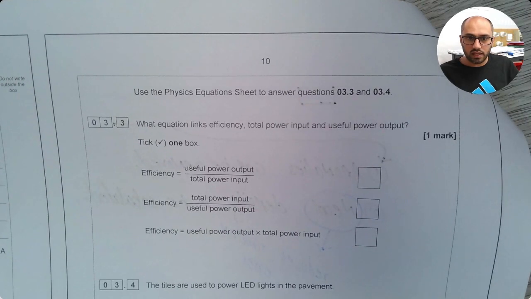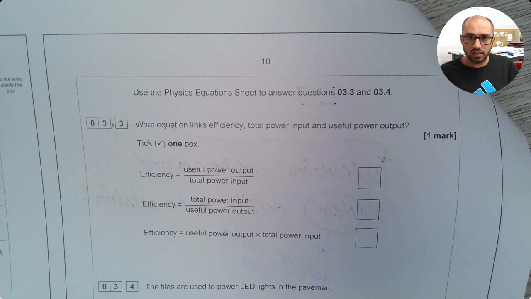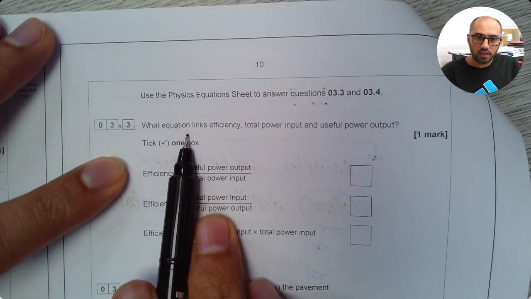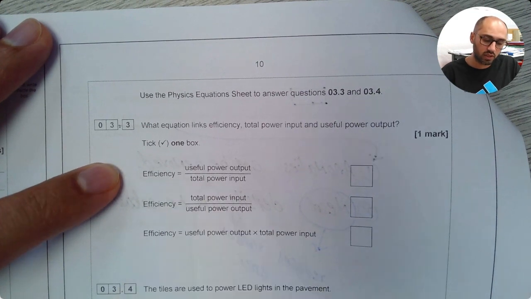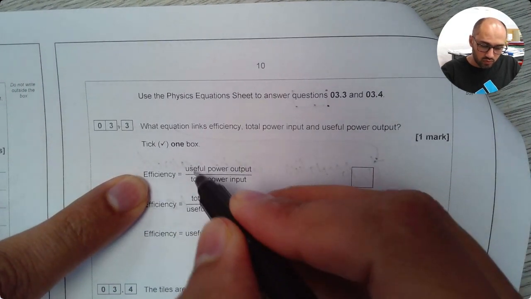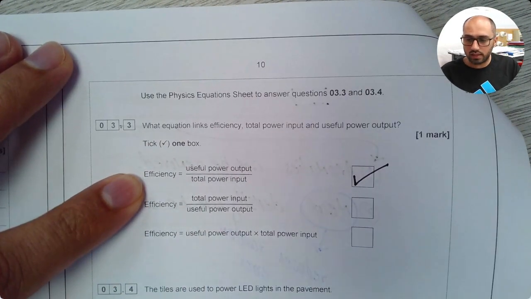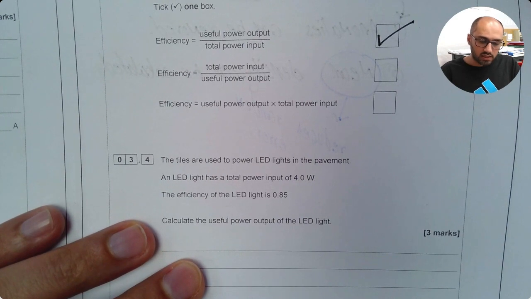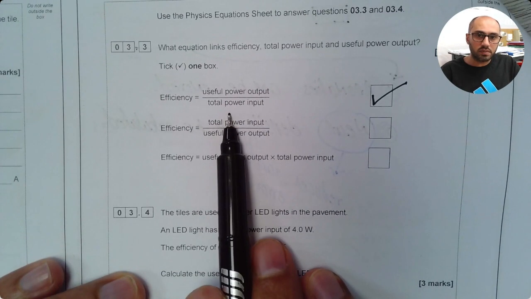Next part says, again, you have to use the equation sheet to answer the next two questions. Here it says, what equation links efficiency, total power input, and useful power output? So the correct equation in this case is efficiency equals useful over input.